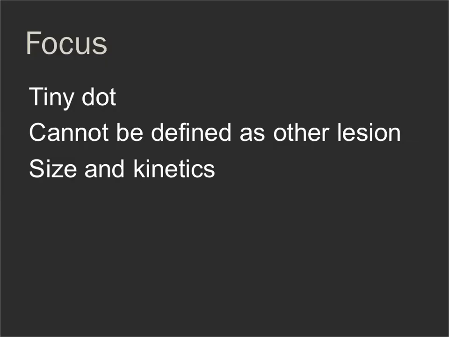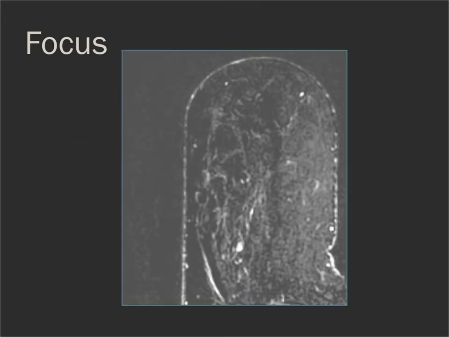So let's start with focus. So a focus is basically a little dot. It's usually 5 millimeters and smaller, and you can't really clearly define it as either a mass or non-mass enhancement, but it stands out from the background parenchymal enhancement. You don't want to call every little dot of BPE a focus. And in this case, you need to describe the size and the kinetics. So here's an example of a focus here. It stands out from the rest of the parenchymal enhancement, which is pretty minimal.